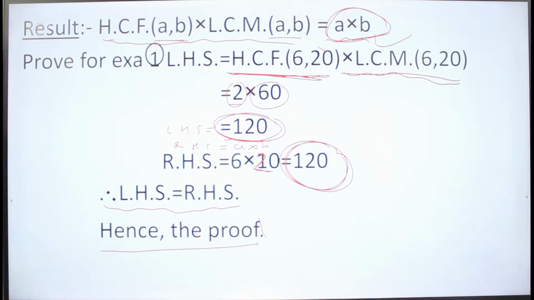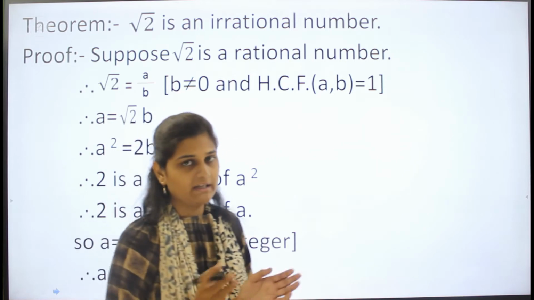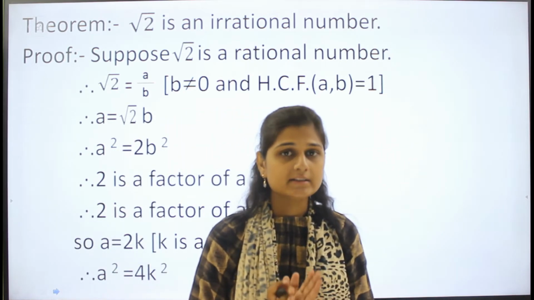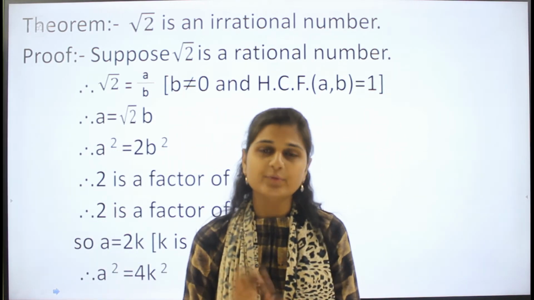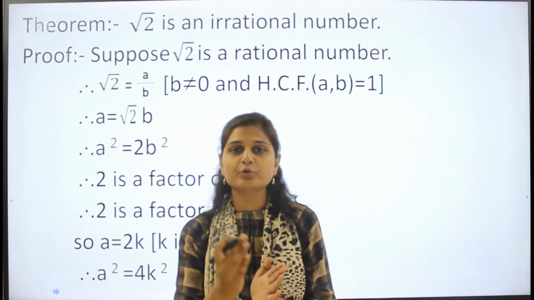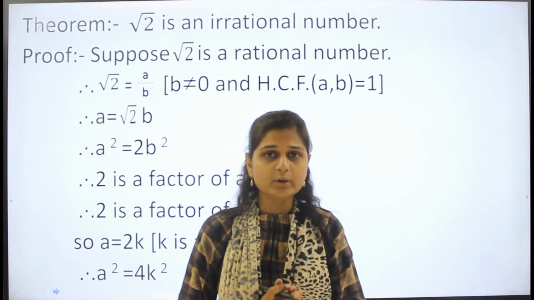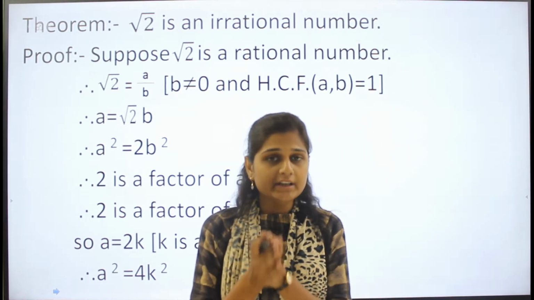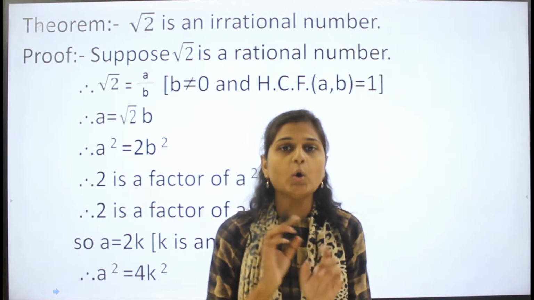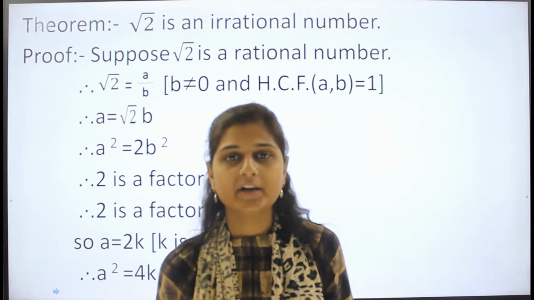Now we are going to another method: how to prove that an irrational value is irrational. We know that the number is an irrational number, but you have to prove it yourself. So how will you apply that? Here we have to apply the contradiction method. We are going to apply the contradiction method.